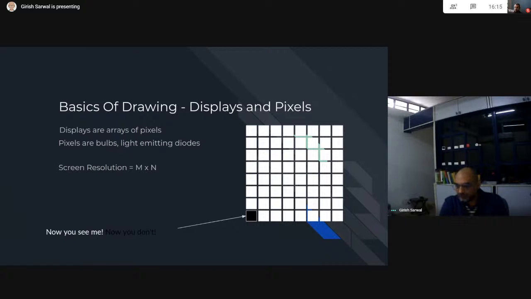So let's actually figure out how. Now we understand the theory behind a display. A display is just an array of bulbs, and we turn them on or off. And then let's figure out how these displays used to show images.